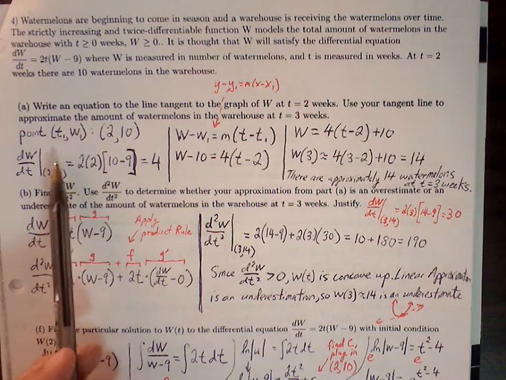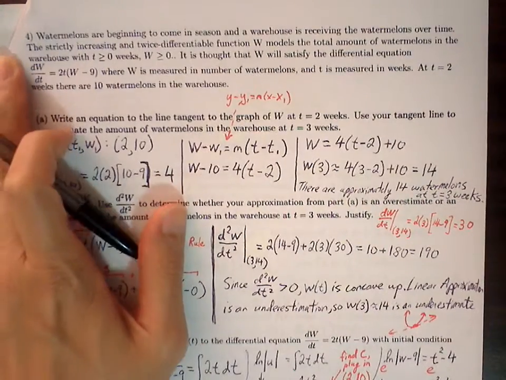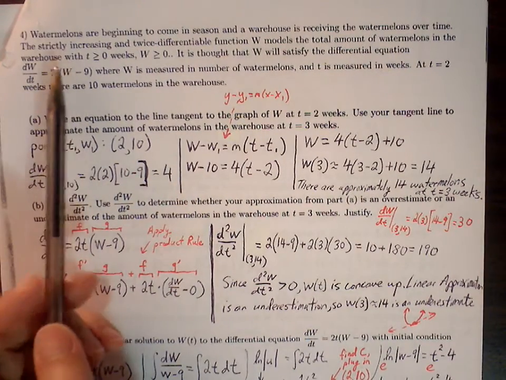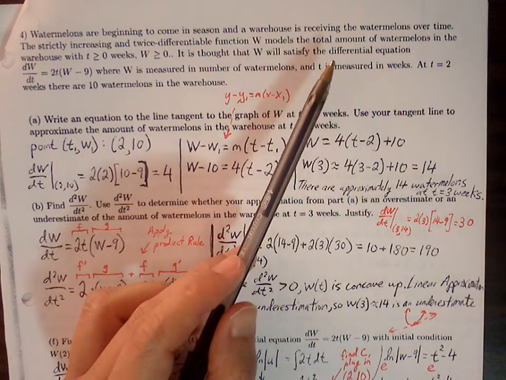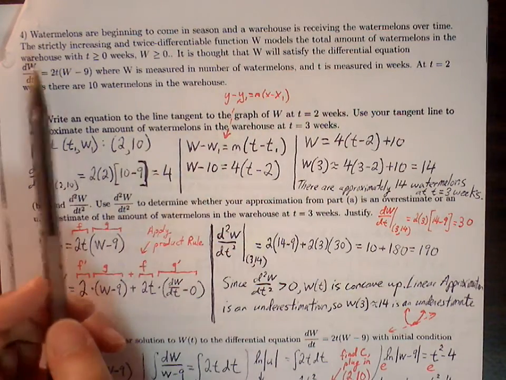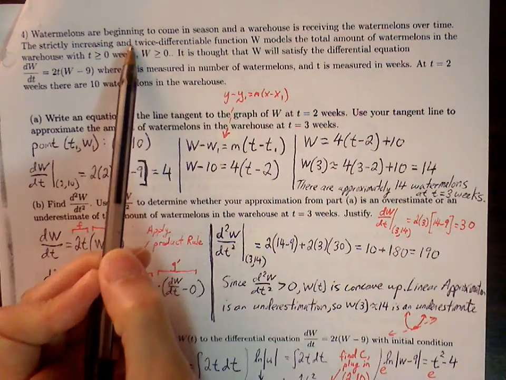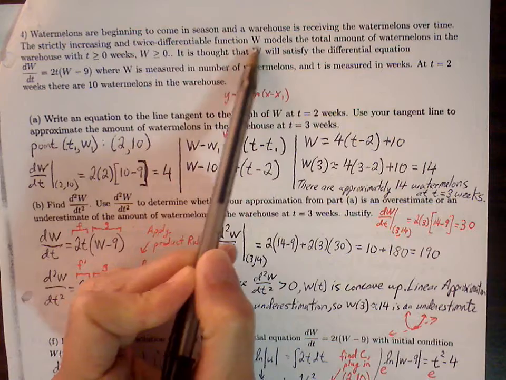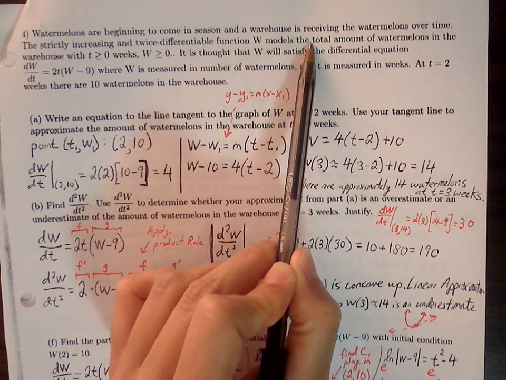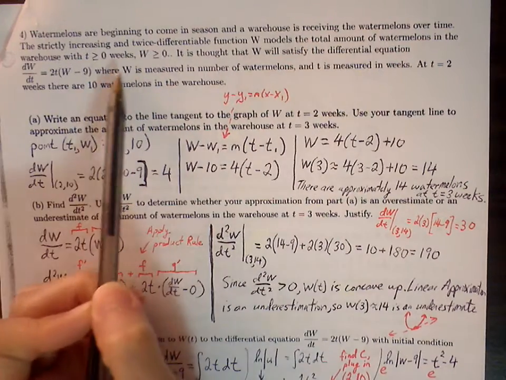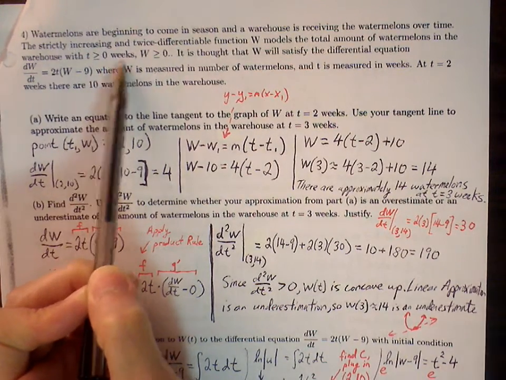Right, this is number 4 from the last minute review worksheet. Let me read the problem here. Watermelons are beginning to come in season, and a warehouse is receiving the watermelons over time. The strictly increasing, twice differentiable function just means it's a smooth curve. W models the total amount of watermelons in the warehouse with t greater than or equal to 0 weeks.